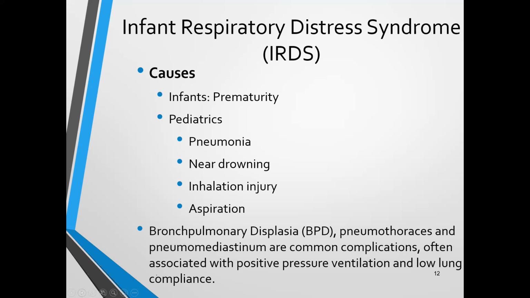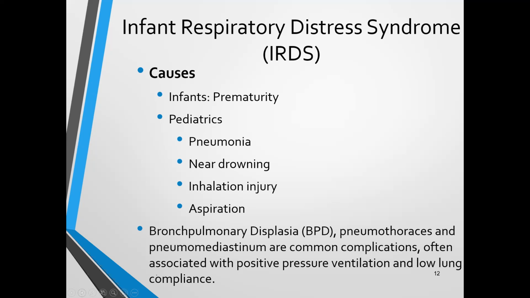And even with that, they may still have some difficulty with shearing pressures and work of breathing, and it can manifest itself in many ways. Things like retractions, respiratory rate, the color of the baby, their oxygenation, their pulse oximetry, et cetera. So one of the major causes of IRDS is prematurity. Now in just respiratory distress syndrome, in your pediatric patients, it would be more pneumonia, near drowning, some form of inhalation injury, possibly aspiration as well.